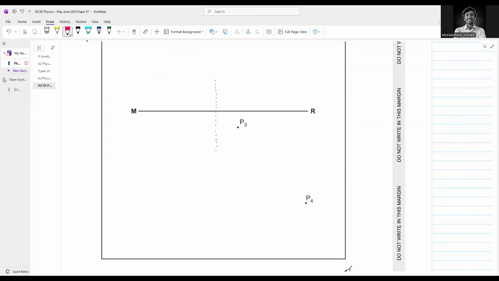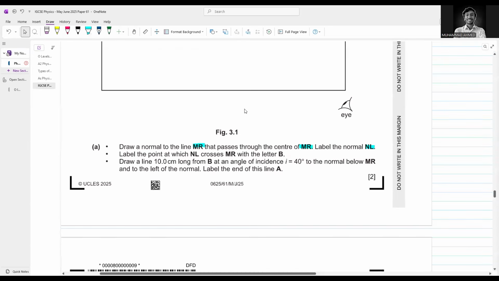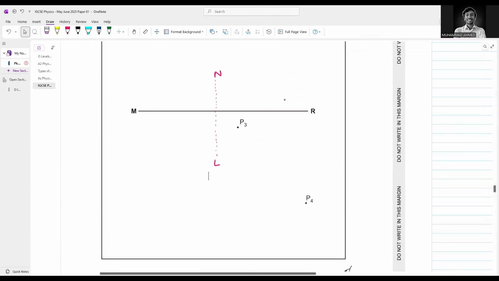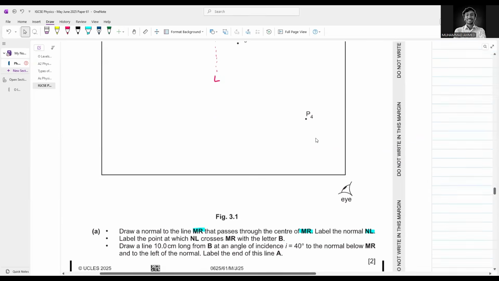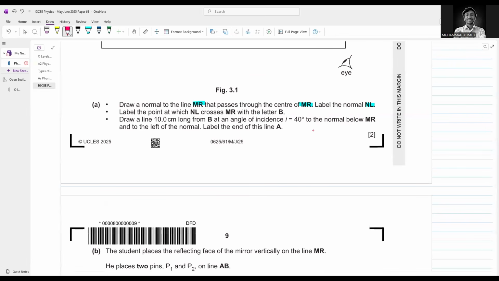This becomes your normal. Obviously you will draw it with a scale. आपने नॉर्मल बनाना है with a scale. I am just drawing it as a rough hand sketch. Label the point at which NL crosses MR with the letter B. अच्छा जी जहाँ पे NL MR को कट कर रहा है that is your letter B. Okay. What else?